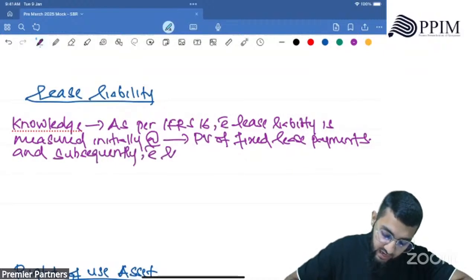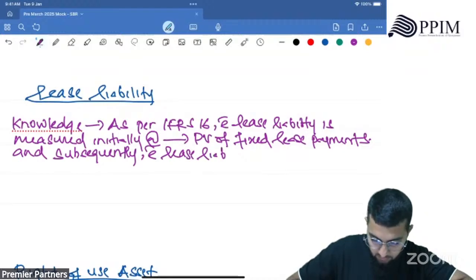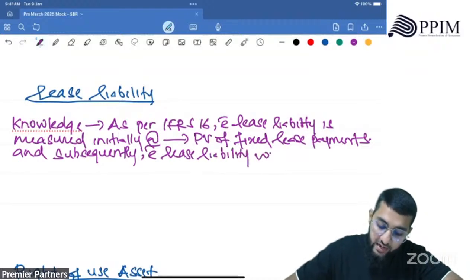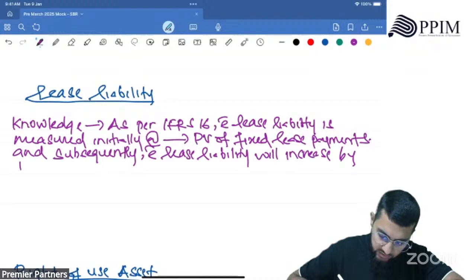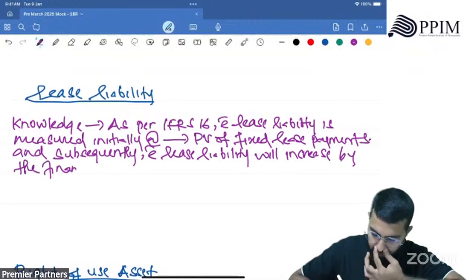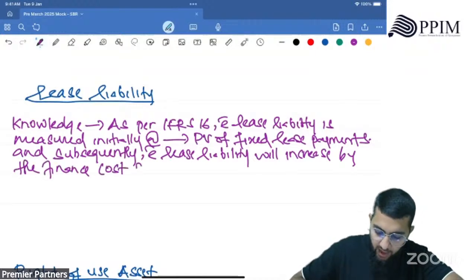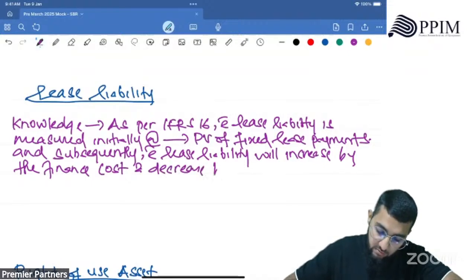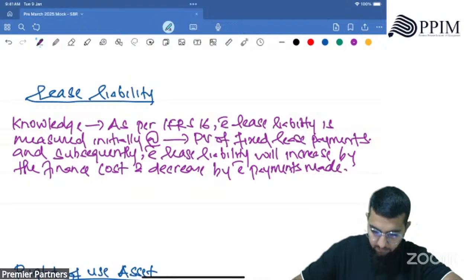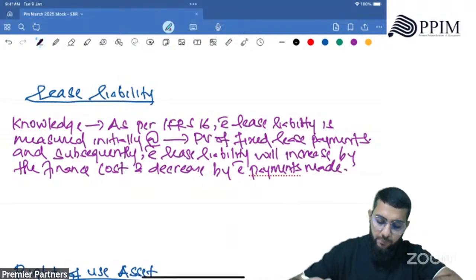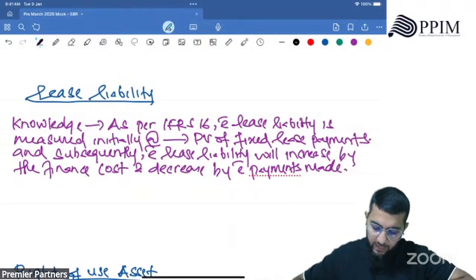So now you quickly bring that knowledge, and subsequently, the lease liability will increase by the finance cost and decrease or reduce by the payments made. Knowledge. Now you apply.